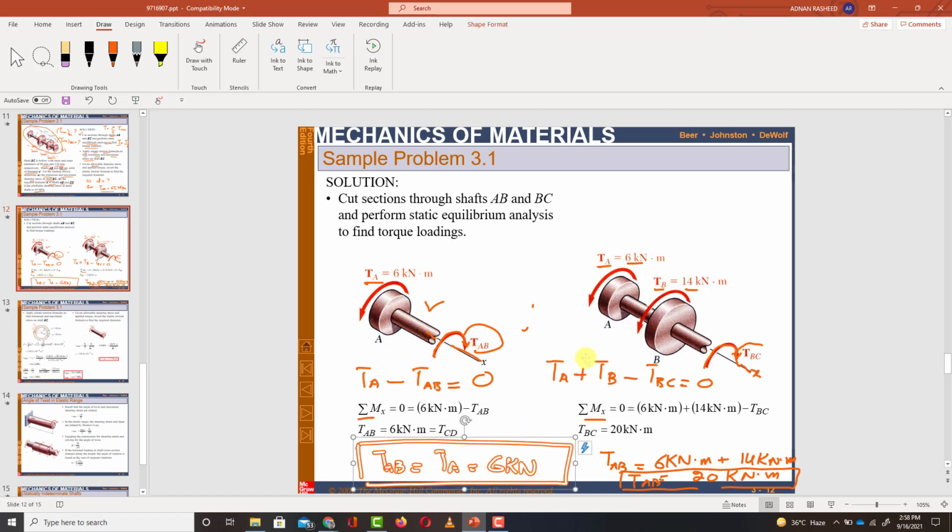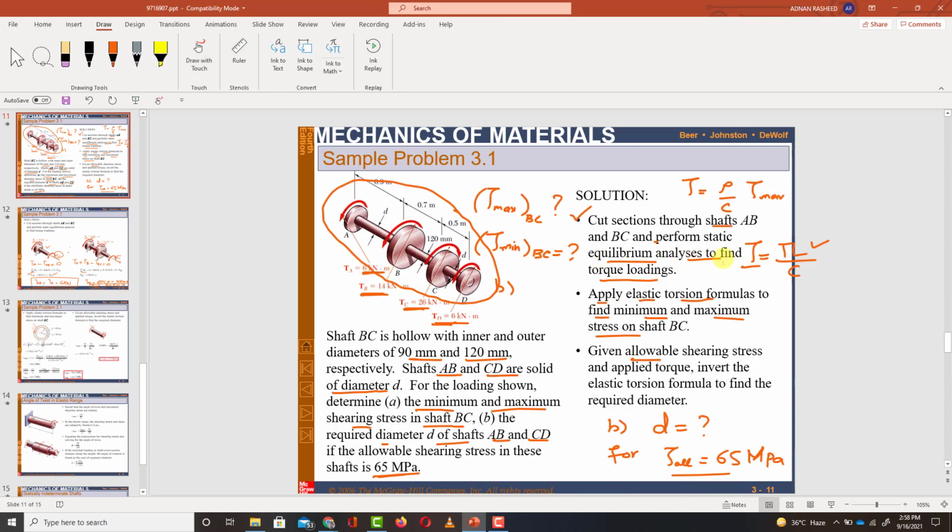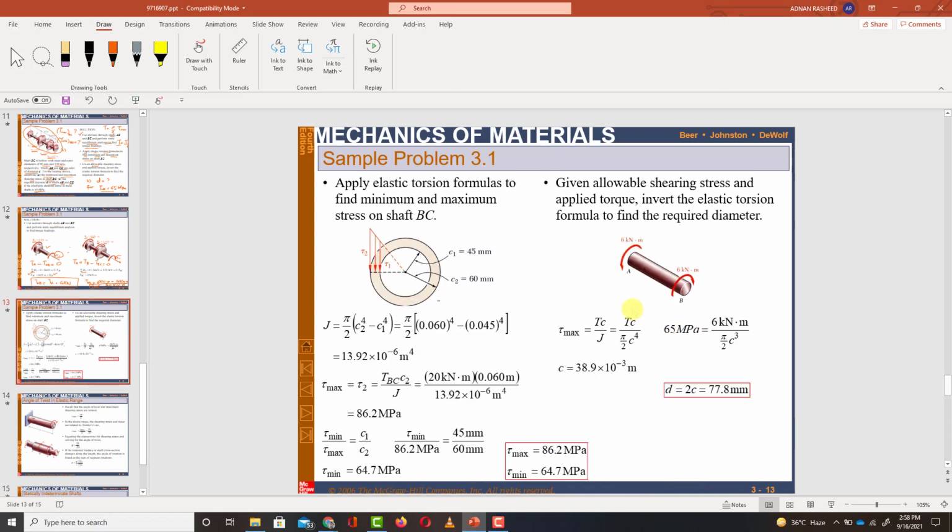So again in the third portion it will be 6 kilonewton, because TAB is equal to TCD, that is 6 kilonewton. So now we have found the torque in each shaft. Then we will move toward the second step, that is the equilibrium analysis, or applying the elastic torsion formula for minimum and maximum stresses on the shaft.